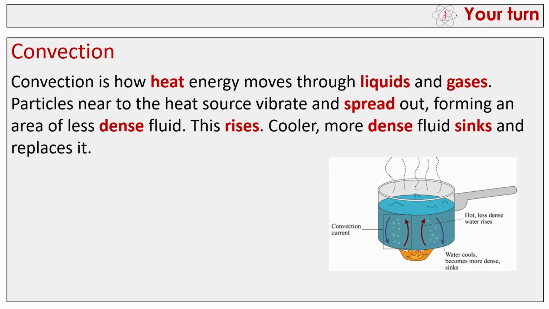And then when I'm writing the explanation, I talk about this idea here that particles near the heat source vibrate and spread out, forming an area of less dense fluid. So I'm not talking about the particles changing density because that's not true. I'm talking about the fluid, the gas or the liquid changing density, so it does become less dense. That area then rises. You can also use the word float. Doesn't hurt for them to make the link with buoyancy. And then cooler, more dense fluid sinks. And again, here I'm referring to cooler, more dense fluid, not about dense particles, because that would be incorrect. And then it sinks and replaces it. Hopefully that makes a bit more sense.